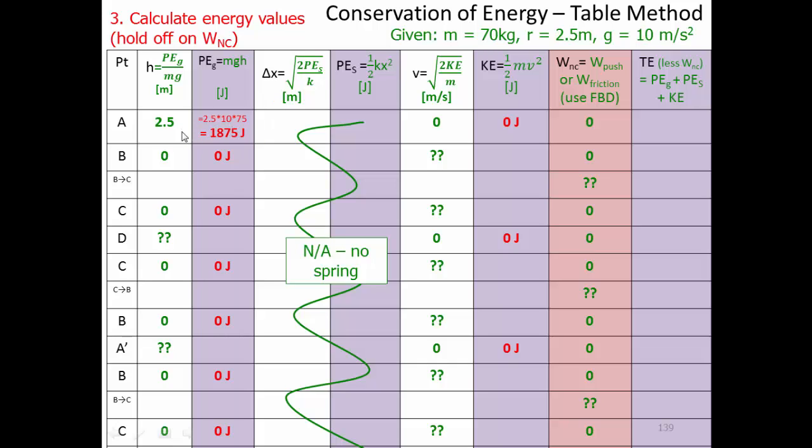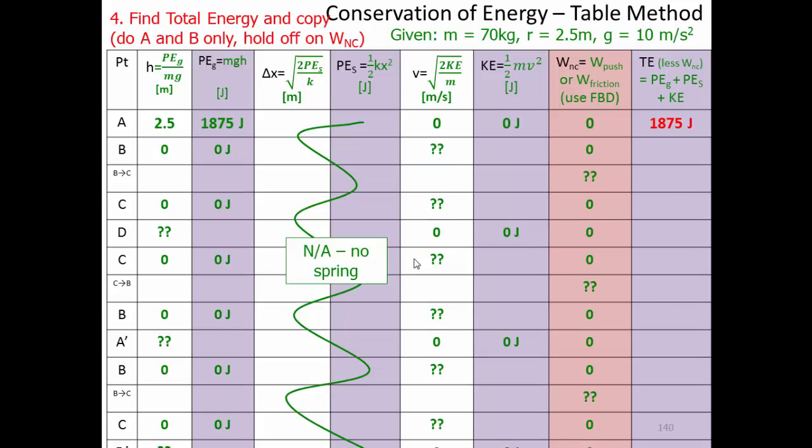And I showed my work a little bit here. I've got mgh, 2.5 times 10 times 7.5, and I'm using 10 meters per second squared, not 9.8. And so my initial potential energy is 1,875 joules. Our initial kinetic energy is 0 joules. And similarly, we've got a lot of zeros showing up elsewhere that I filled in. But the key is, this gives us in our first line, we happen to know our total energy, and that's our next step. And you'll notice we're still holding off on working out the work non-conservative numbers, and we'll do that eventually.